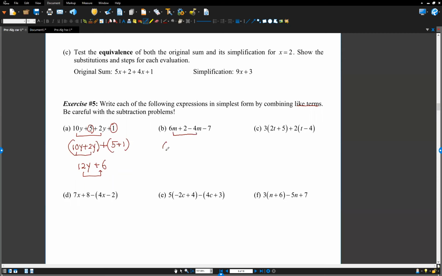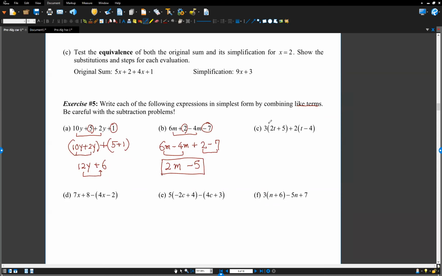Try this like term, 6m minus 4m. Let me make it clear: 6m minus 4m. Rearrange. Plus 2 and minus 7 are like terms. That's fine. 6m minus 4m is what? 2m. Plus 2 minus 7 is what? Minus 5, isn't it? That's the answer. No more like terms.